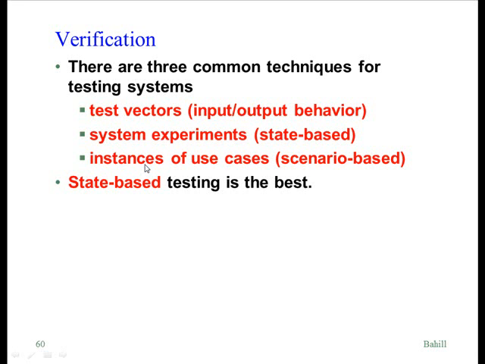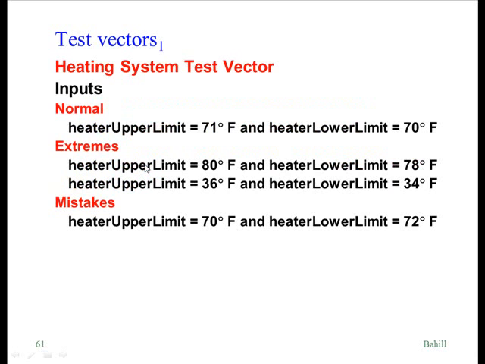Remember we talked about main success scenario. We can use those to actually test the system. Okay? And here they give some examples. So let me go through these examples quickly. Using inputs and outputs, this is what they call the test vectors. So they suggest to use the normal inputs, what you expect. Look at the extremes, and also look at some incorrect inputs or mistakes to test your system.